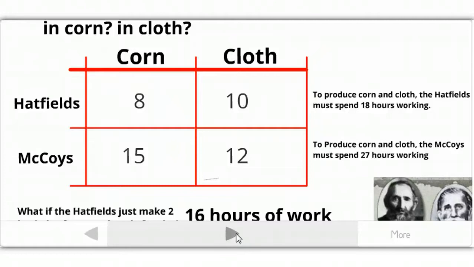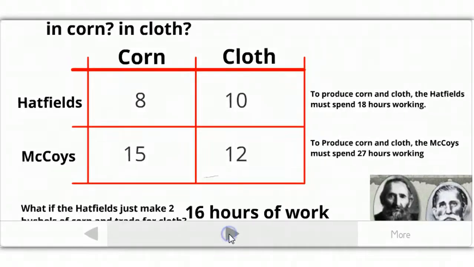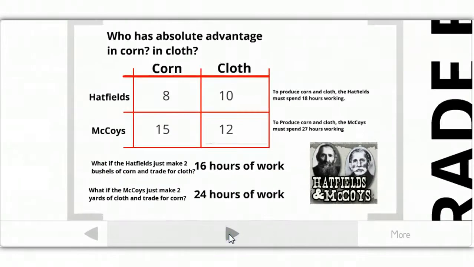Well, what if they did something a little different? What if the Hatfields just made 2 bushels of corn? So they specialized, made one thing, and then they traded for their cloth. Well, if they were making 2 bushels of corn, they would spend 16 hours working, and they could trade 1 bushel of corn for 1 yard of cloth, and they still wouldn't have spent any more than 16 hours. And so they would get 1 bushel of corn and 1 yard of cloth for 16 hours of work.